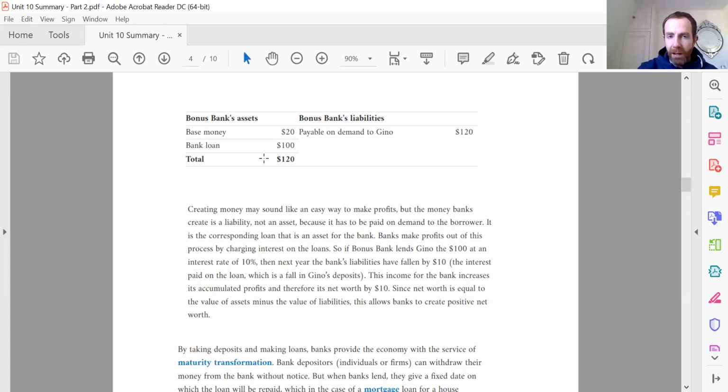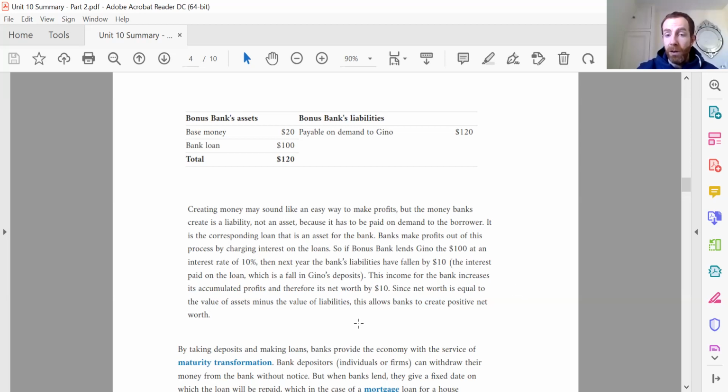And so their liability falls. Now, you can imagine the asset side hasn't changed, but their liability, the amount that they owe to Gino, has gone down by 10 because he has to pay them back $10. And this is where the bank can then start to make a profit. Getting that interest back on the loan that it made, that's how it can start to accrue or make a profit.